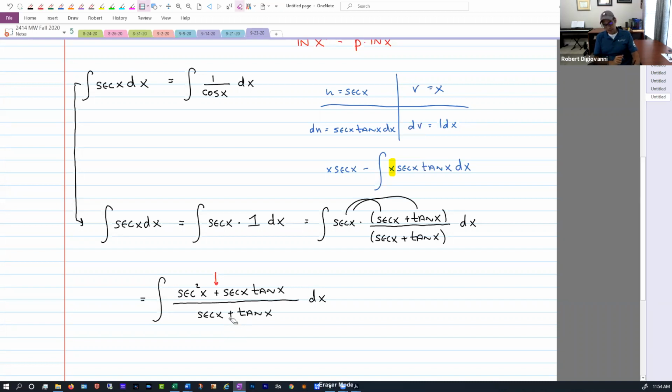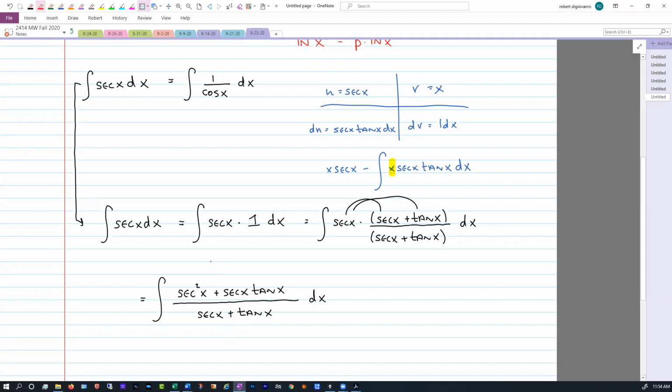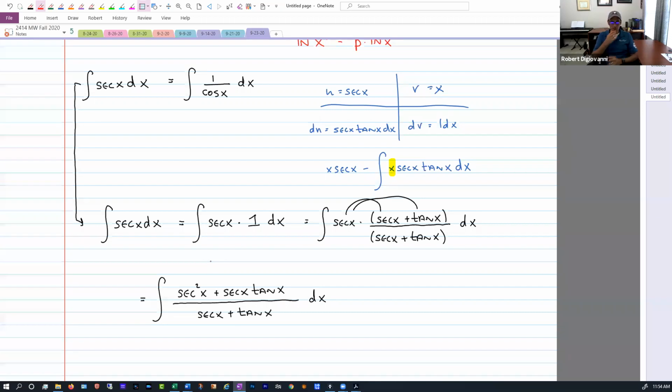I'll give you a hint. It's not even that complicated. Can't you just cancel them out? If you cancel things, you're going to go back to secant x. Can we put secant x squared over secant plus tan x, and split it into two? You could split it in two, but you don't even need to do that much. It's right here under your nose. You just have to see it.